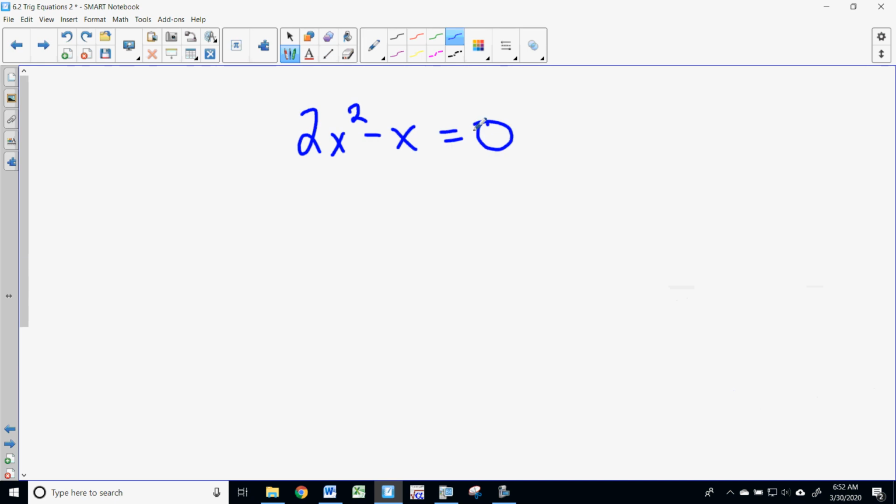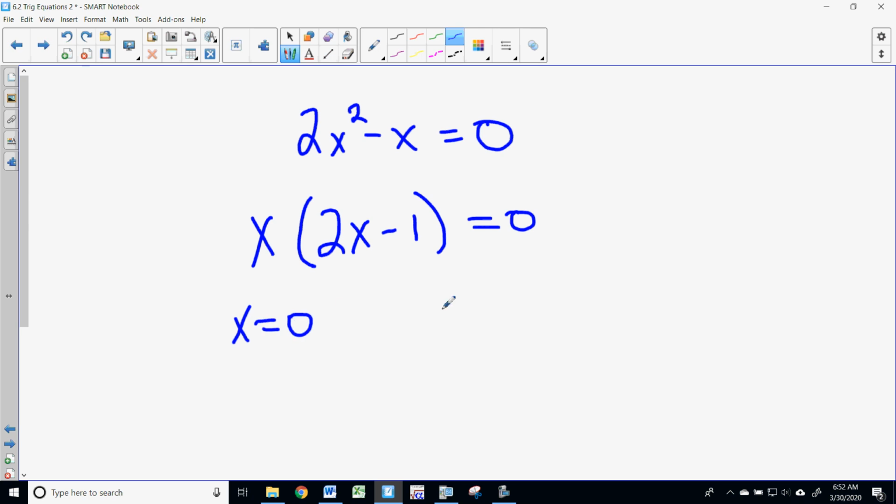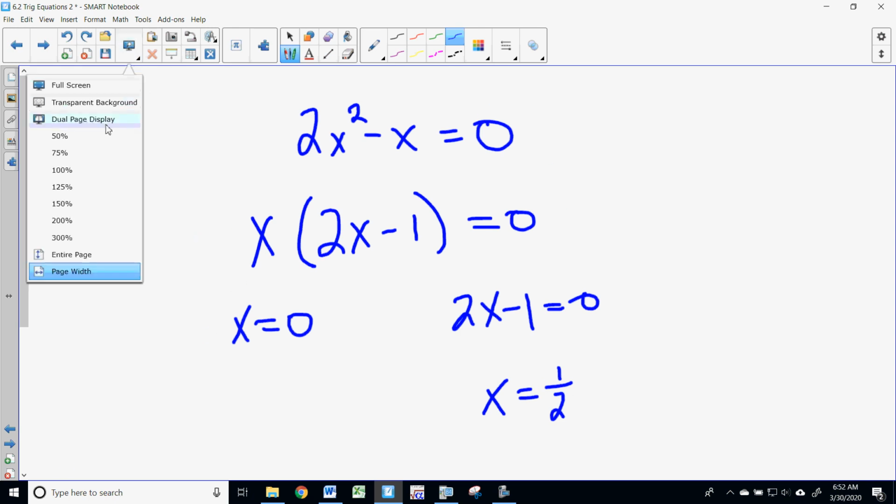If you remember, if we solved this kind of problem, 2x squared minus x, I would factor it. I'd factor out the x, I get x times 2x minus 1, and then I get x equals 0 and 2x minus 1 equals 0, and so I get 0 and 1/2 by factoring. So I'm going to use this same thing with cosine.